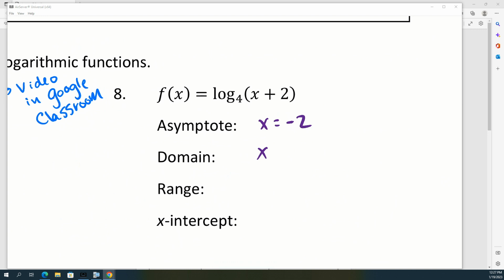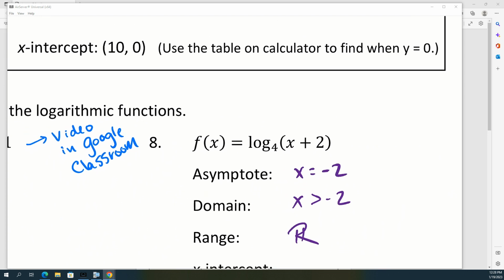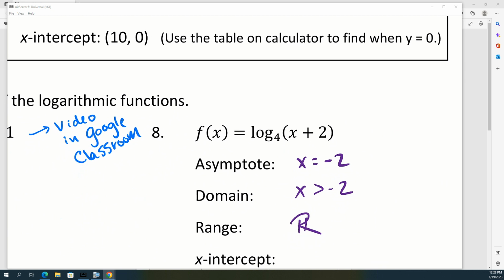What do we do? Greater than. So change the equal to greater than. What's the range of all logarithmic functions? All real numbers. And then when you get to the x-intercept, you are going to need your calculator. And so I wrote in words up here. So you're going to use the table on the calculator to find when y is 0.